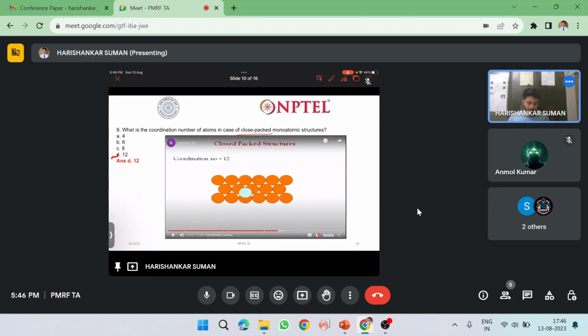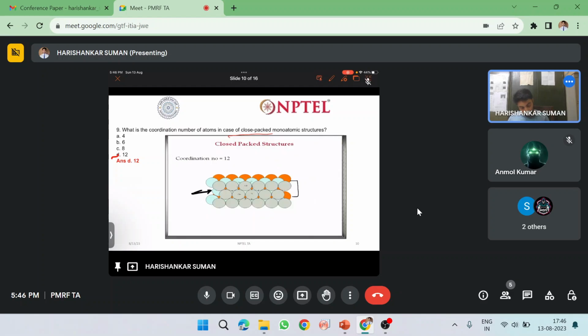Easy. The first layer and second layer touch with 3 atoms, and this is the in-phase same plane. This is below and this is above. 3 for the same layer. Below is 2, 2, 2. 6 above and 6 below.